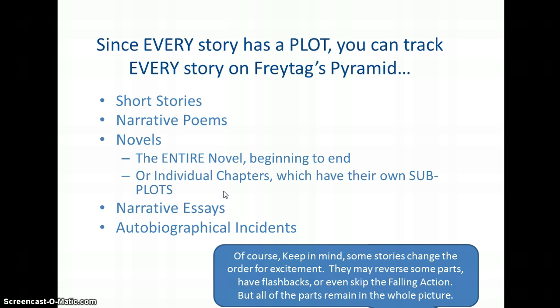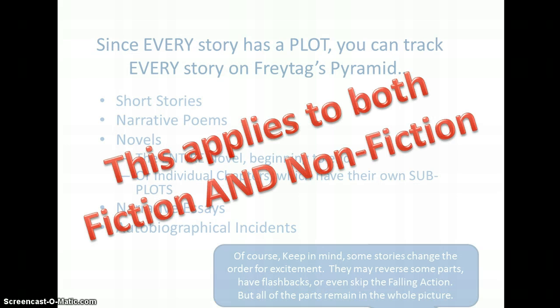Of course, keep in mind some stories change the order for excitement. They may reverse some parts, have flashbacks, or even skip to the falling action, but all of those parts remain in the whole picture, and this does apply to both fiction and nonfiction literature.